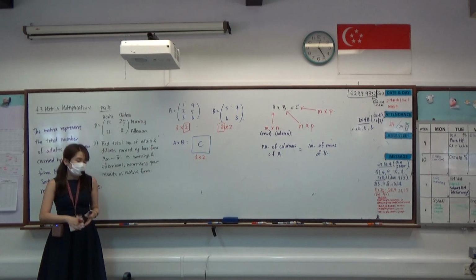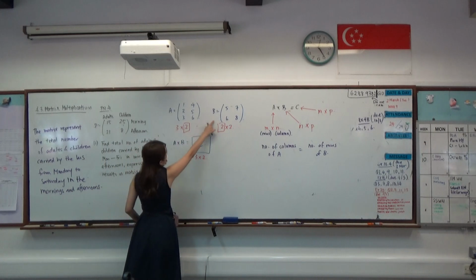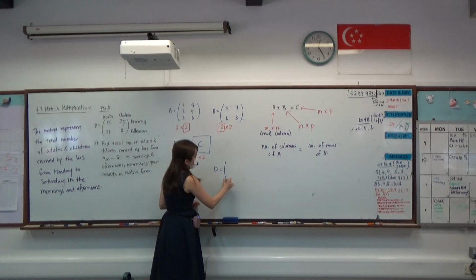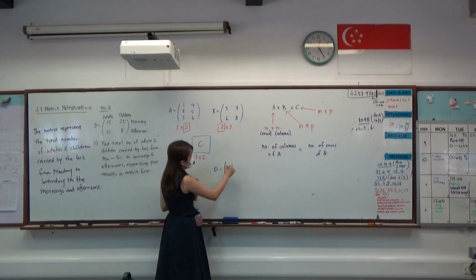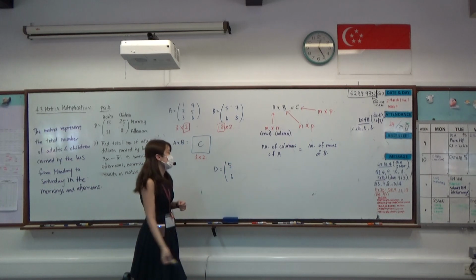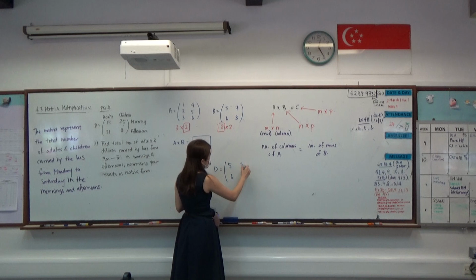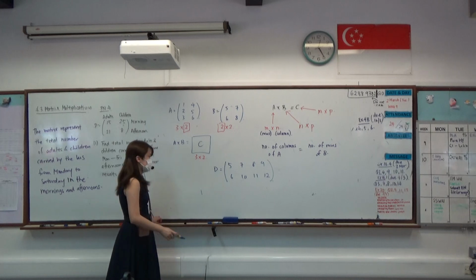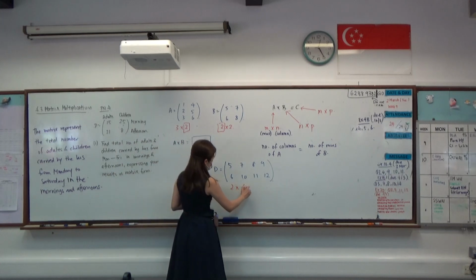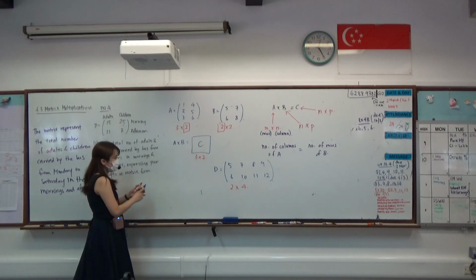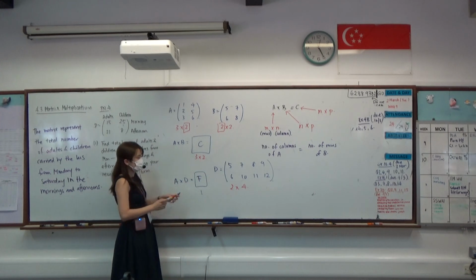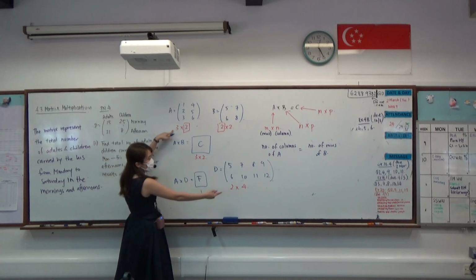Another example. Instead of taking A times B, let's say I have a D. I still need it to have 2 rows, so 5 and 6. But I do not care about the number of columns, so I can have 7, 8, 9, 10, 11, 12. This is a 2 by 4 matrix. So if I were to take A multiply with D, let's say I get a matrix F. My matrix F will have to be a 3 by 4 matrix.